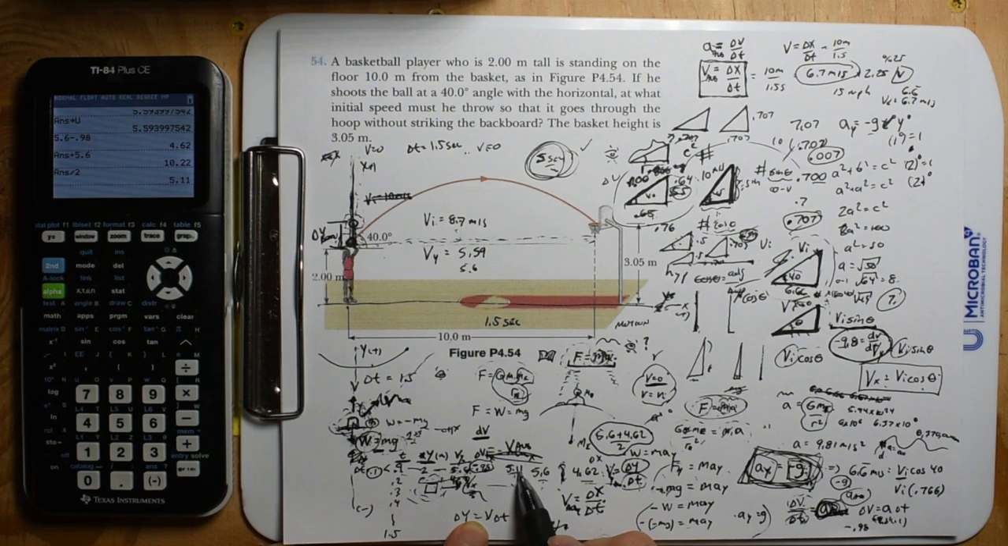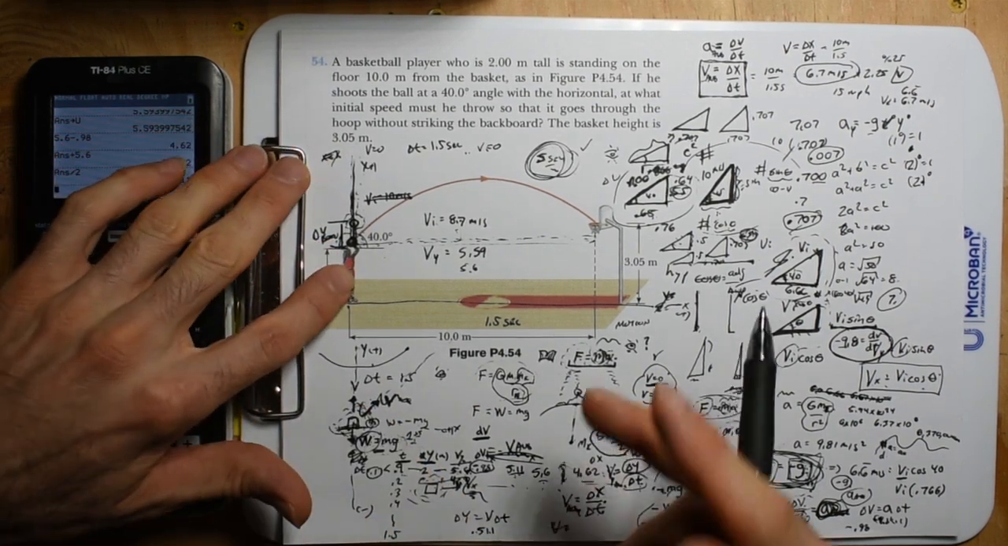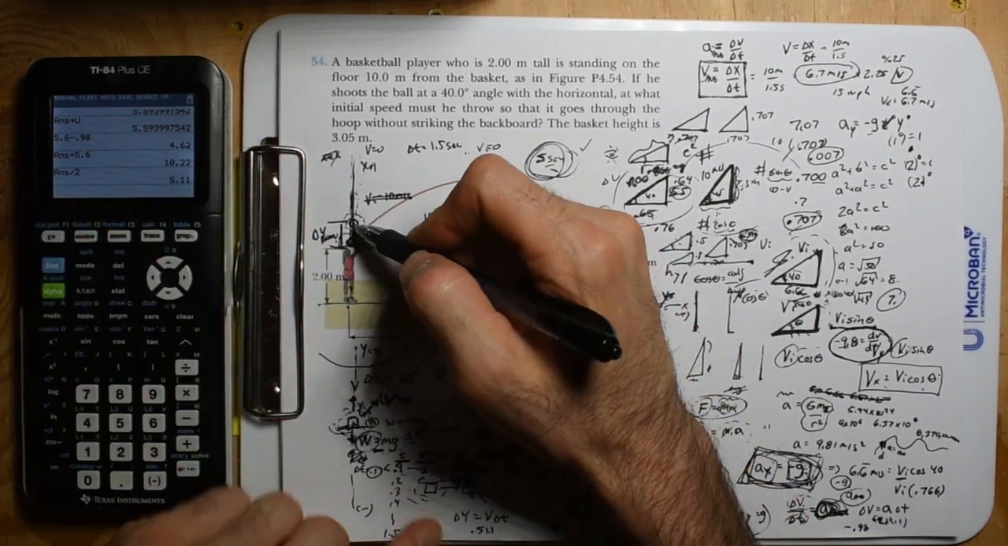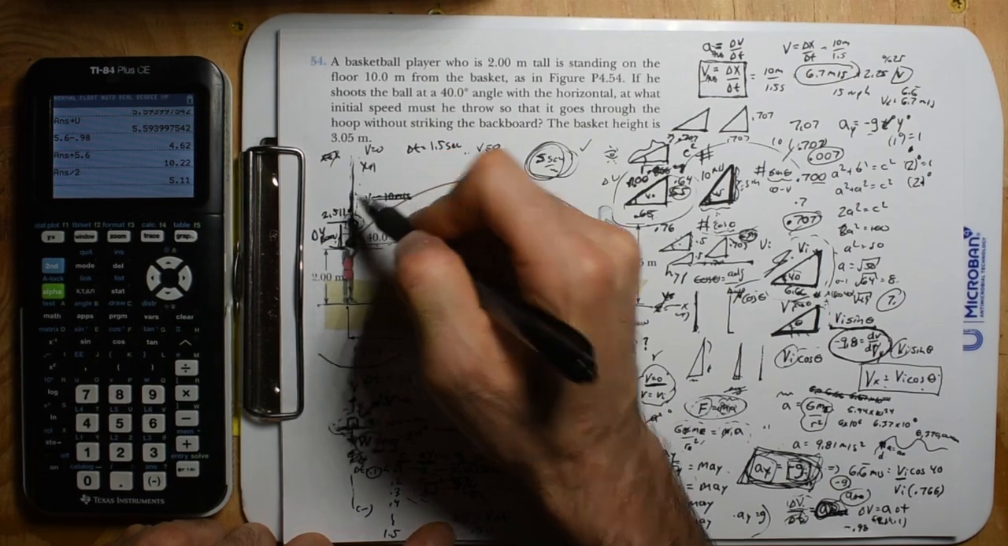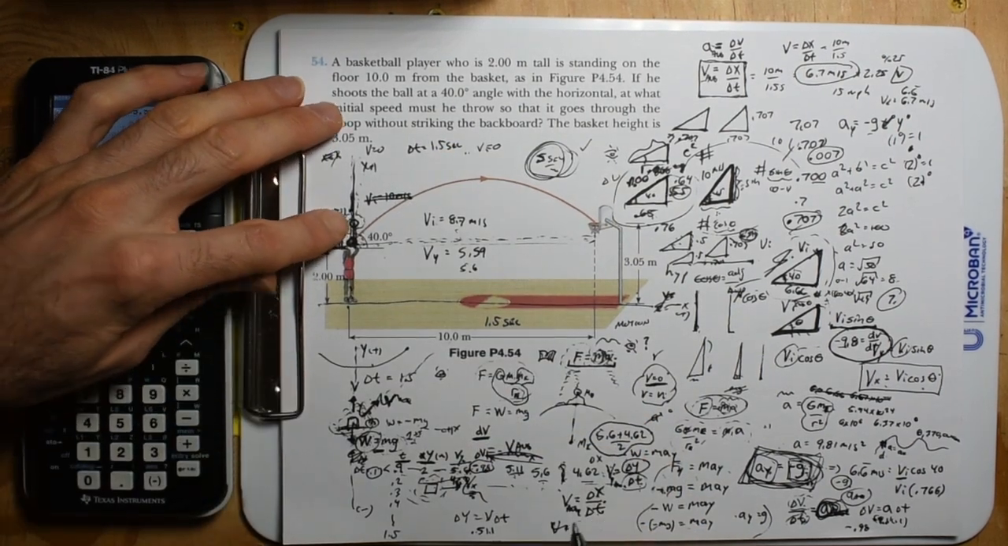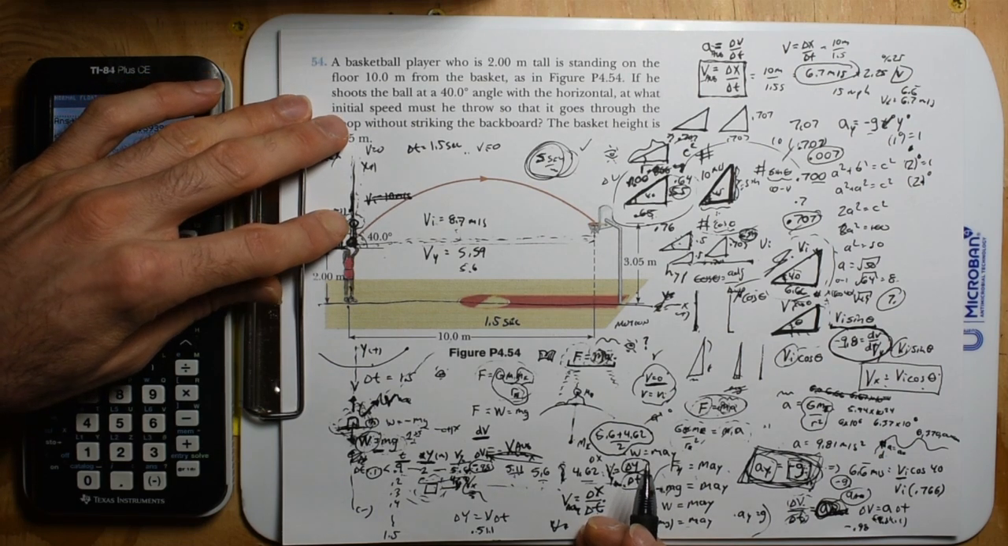And now we got 5.11 times 0.1. So now we have a change in height of 0.511. That's significant. You know what I mean? We're at 2 meters, and even after a tenth of a second, this basketball is 2.511 meters up. Cool. And we just keep doing that.